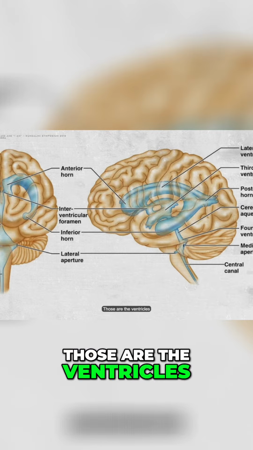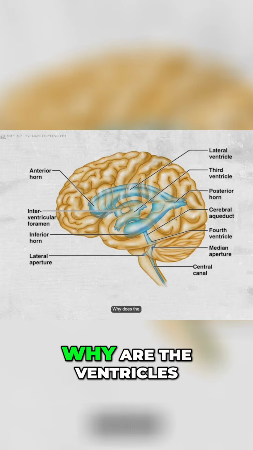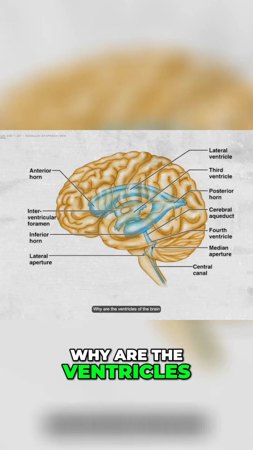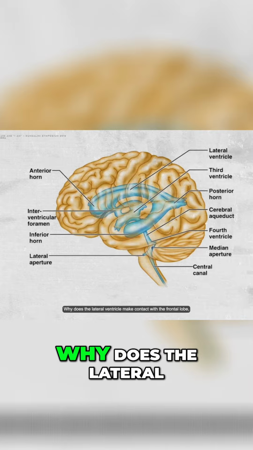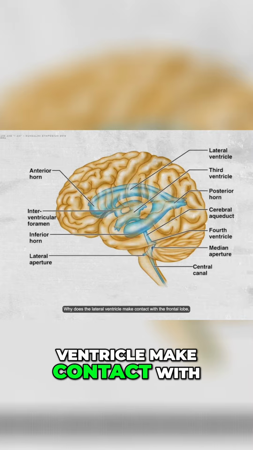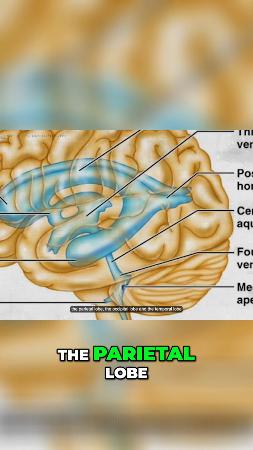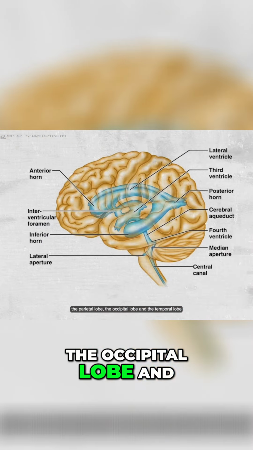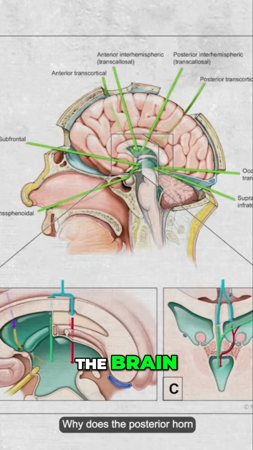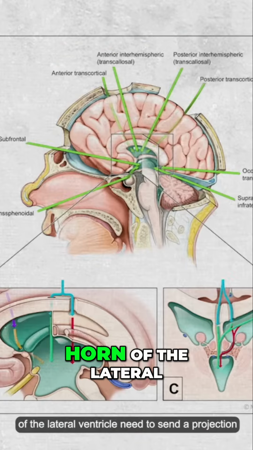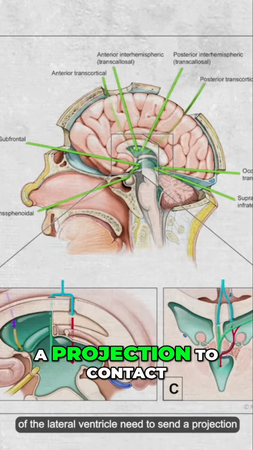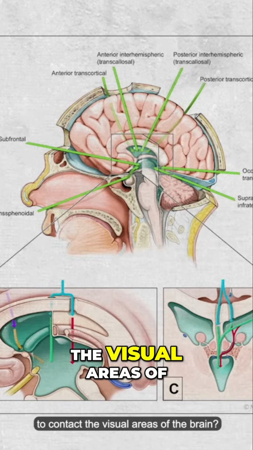Those are the ventricles as they appear inside the brain. Why are the ventricles of the brain formed the way they are? Why does the lateral ventricle make contact with the frontal lobe, the parietal lobe, the occipital lobe, and the temporal lobe of the brain? Why does the posterior horn of the lateral ventricle need to send a projection to contact the visual areas of the brain?